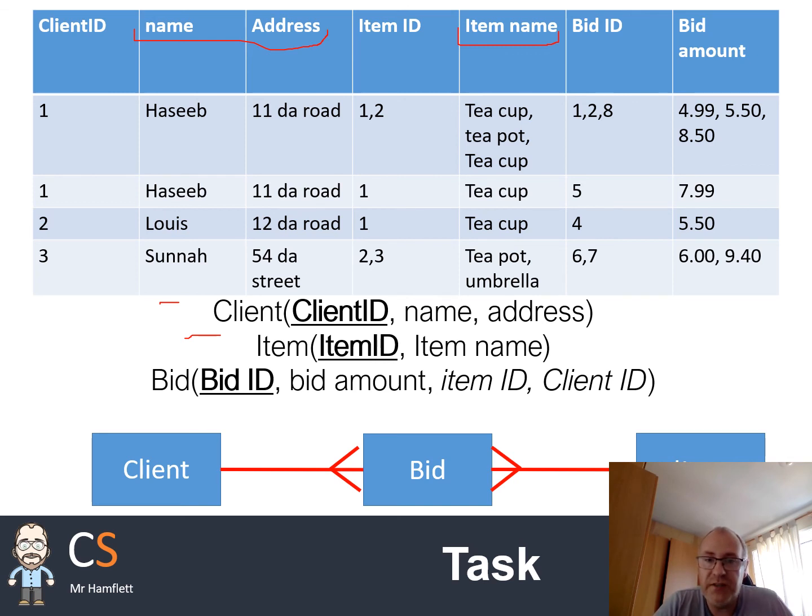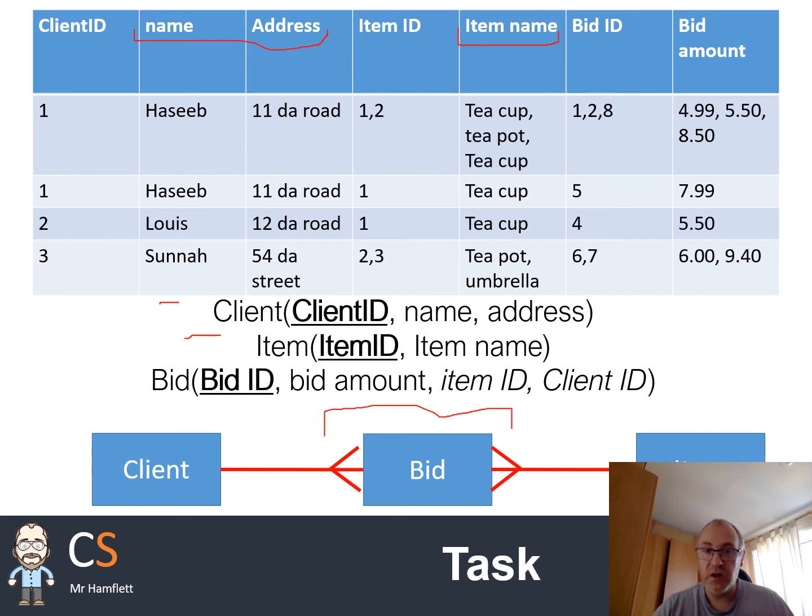However, then we've got this idea of bids. Now, a client can make many bids on an item, and an item can have lots of different clients bid on it. For example, I might bid for an item, someone else bids for it, then I bid for it again, and we get that kind of thing going. So it's a many-to-many link, isn't it? When you've got a many-to-many link, you create a linking table, which is what this bid table is doing.